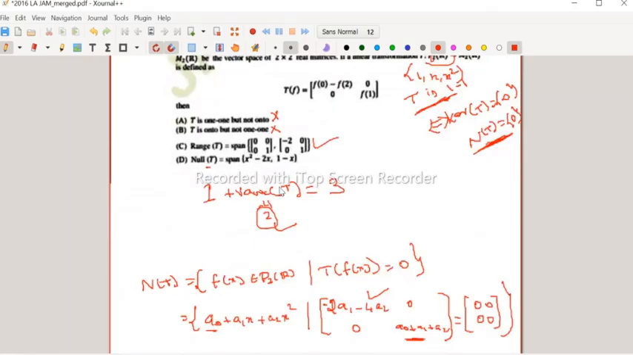Okay, we can remove all other options and get this. We can take any matrix in the range space. We can write it as a linear combination of these two bases, these two matrices. That is alpha times this plus beta times this. Then we can write it.